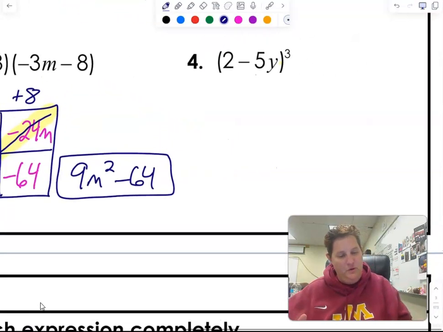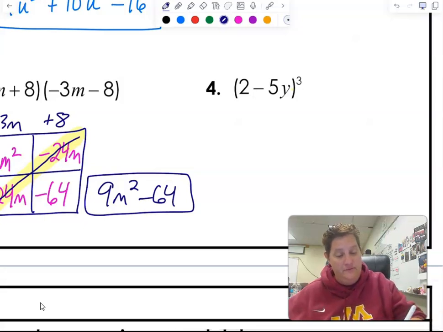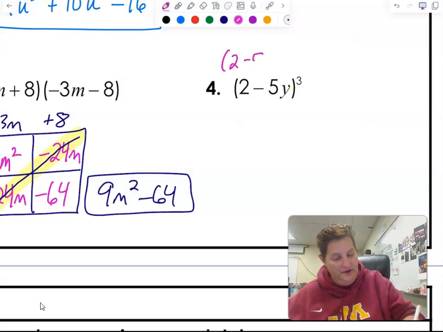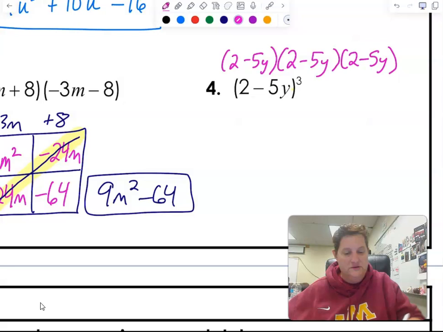Now, you guys, what 2 minus 5y to the third means is we take 2 minus 5y times 2 minus 5y times 2 minus 5y, 3 times. And what I'm going to do is take the first two and do the box with those.